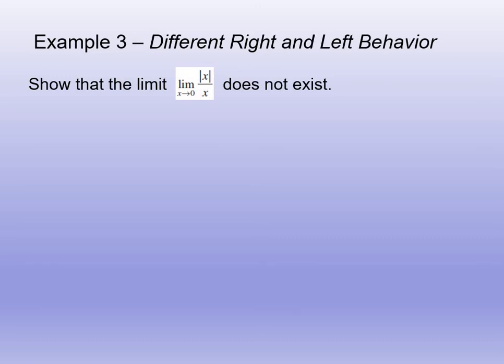One of those scenarios is where the left-hand behavior of the graph and the right-hand behavior do not go to the same value. This happens a lot with absolute value problems. So we want to show that the limit of the absolute value of x divided by x as x approaches 0 does not exist. First of all, we have division by 0, so we know that we're going to have some issues anyway when x is 0. So direct substitution here doesn't give us a limit.